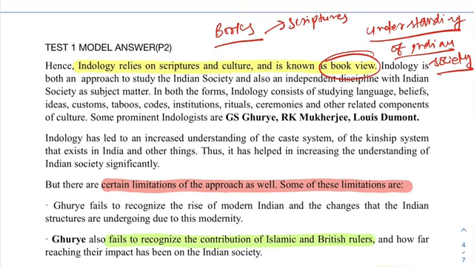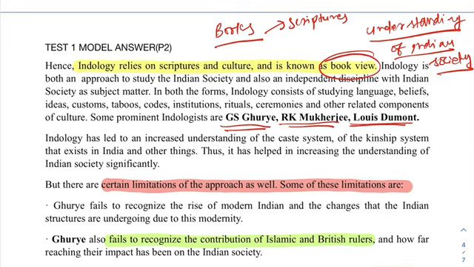If we talk about various figures of Indological approach, there were many great sociologists associated with it. For example, G.S. Ghurye. He was a towering figure in Indian sociology. He's also known as the father of Indian sociology. R.K. Mukherjee was also a very famous Indologist. Louis Dumont studied caste system from Indological approach. His concept of pure and impure. So all these sociologists were quite famous for their study by Indological approach.